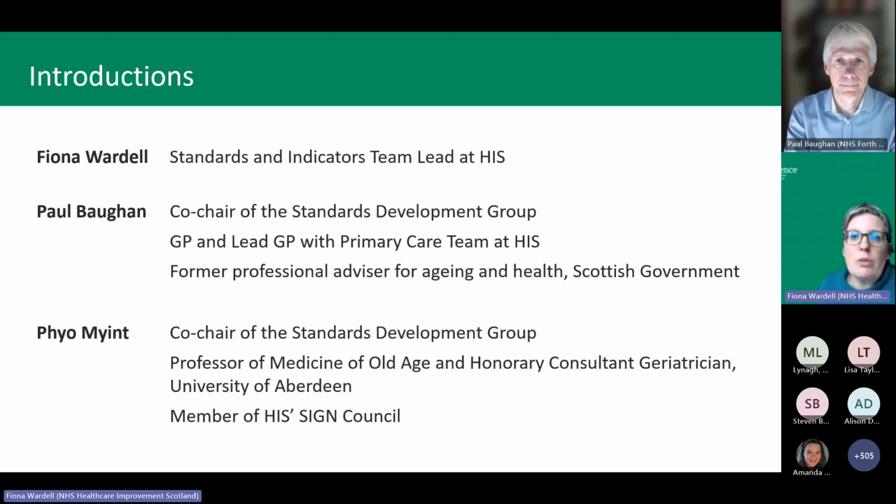So what we thought we would do is I'll give you a very small piece of background about the standards, where they sit in terms of landscape. And then I'm going to pass over to Paul first, and then Pio, who's going to talk through some of the detail of the standards, some of the thinking behind the standards, how we've got to the standard, and then some of the impact. So that's what we're going to do next.